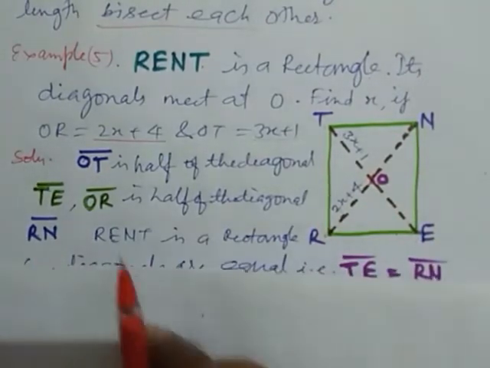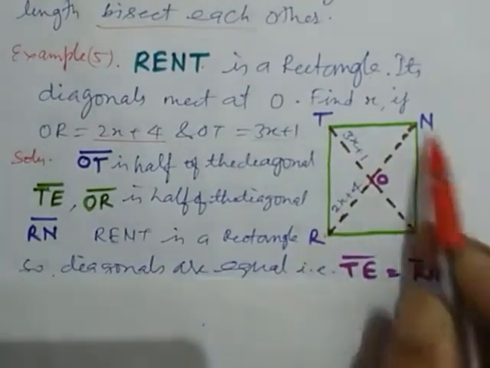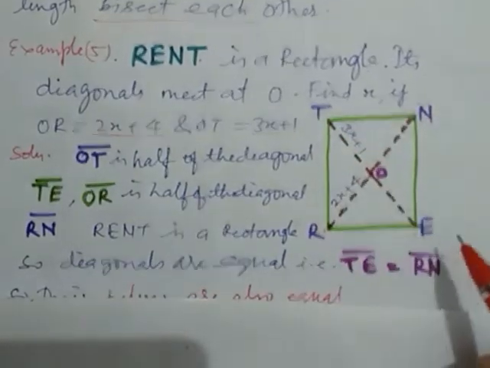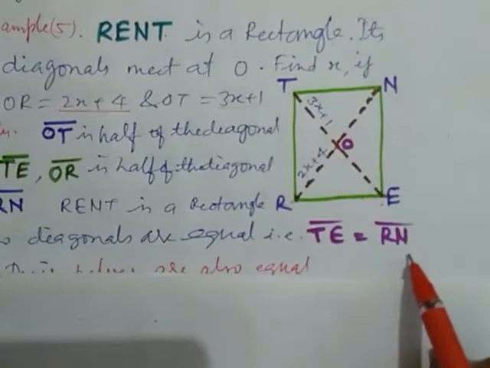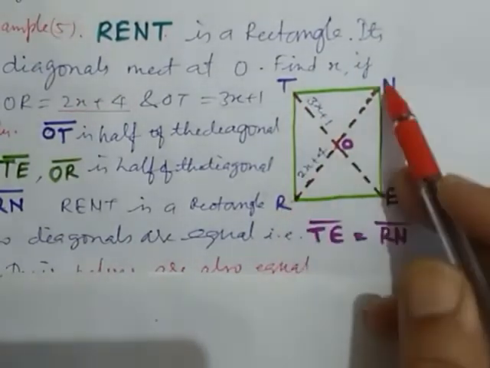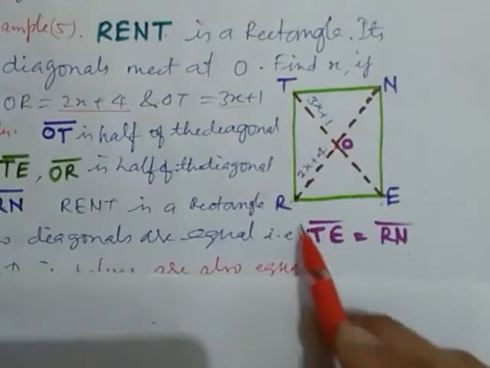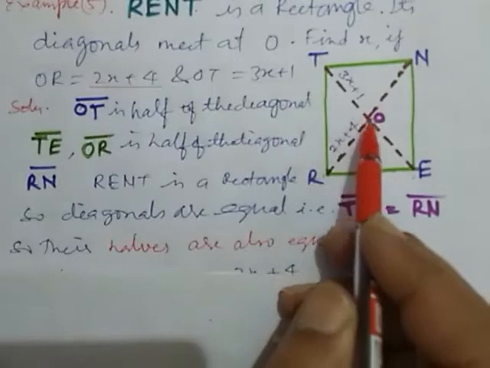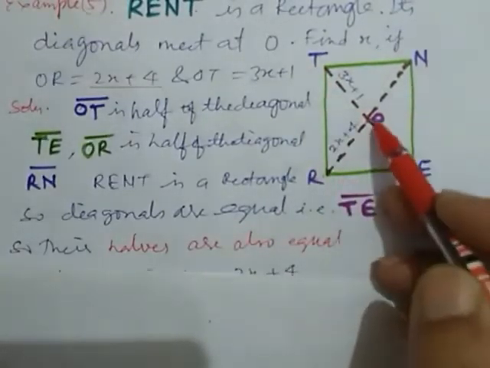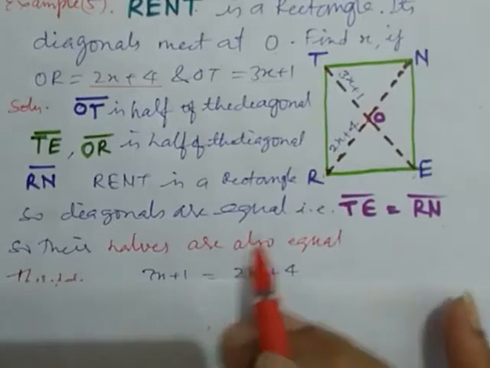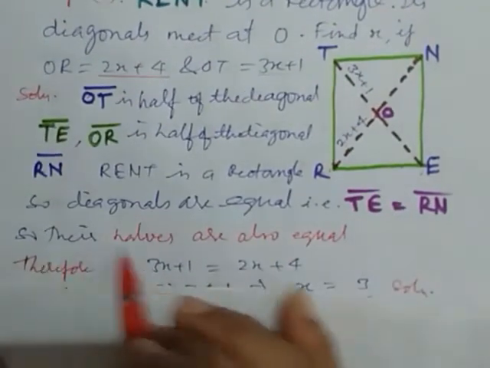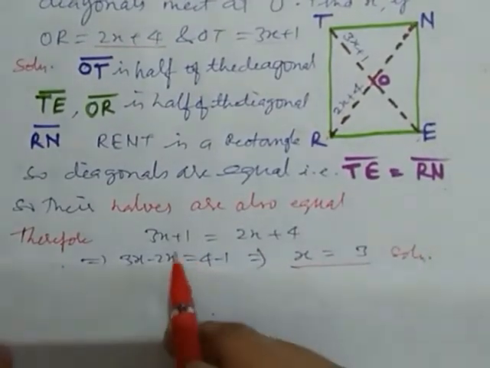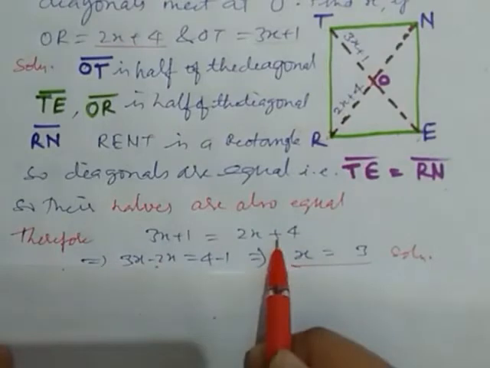In RENT, which is a rectangle, the diagonals are equal, that is TE equals RN. So half of these are also equal. Half of TE equals half of RN, and half of TE is OT and half of RN is OR. So OR and OT are also equal. With the help of this information, according to the question, we are just equating them.